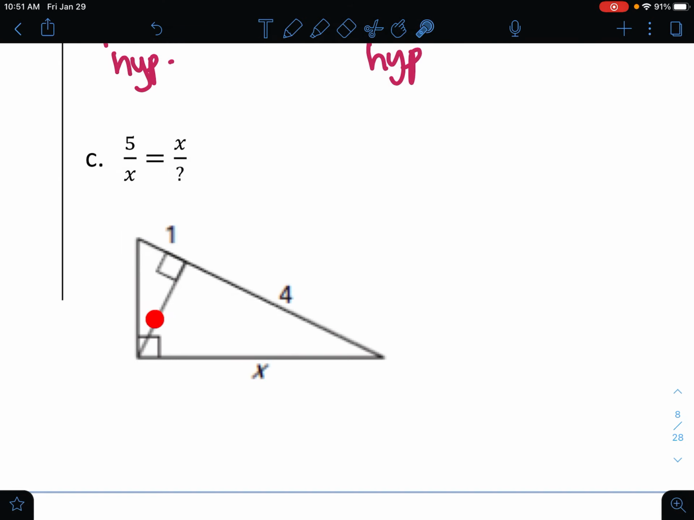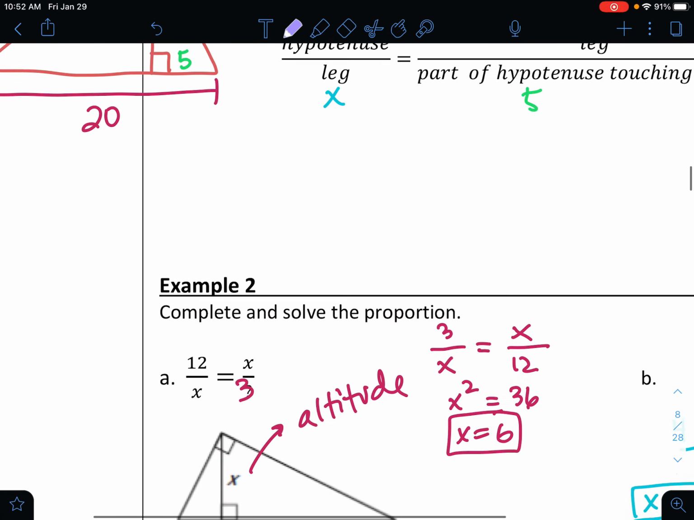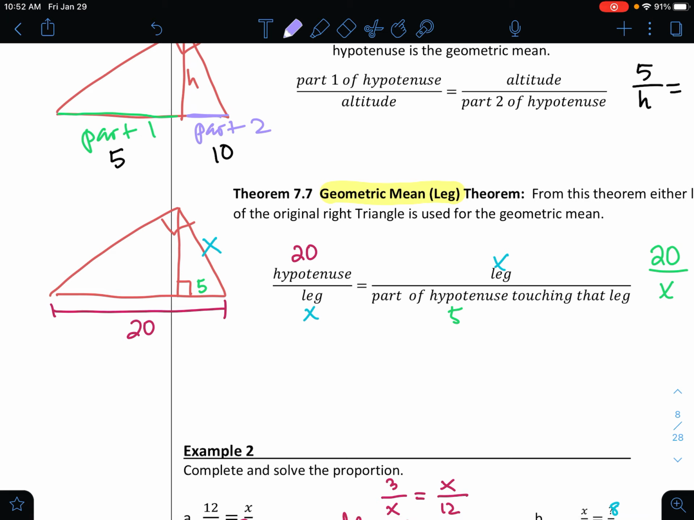Okay, number 5. Or I'm sorry, letter C. I was looking at the 5. All right, I don't have the altitude. Do you see this? I'm missing the altitude. So here's what I see. Big triangle. Here's what you're focusing on, the big triangle. This is a leg. Okay, so I do have, this is a leg. Okay, and so this, I'm going to use the geometric mean of the leg setup.